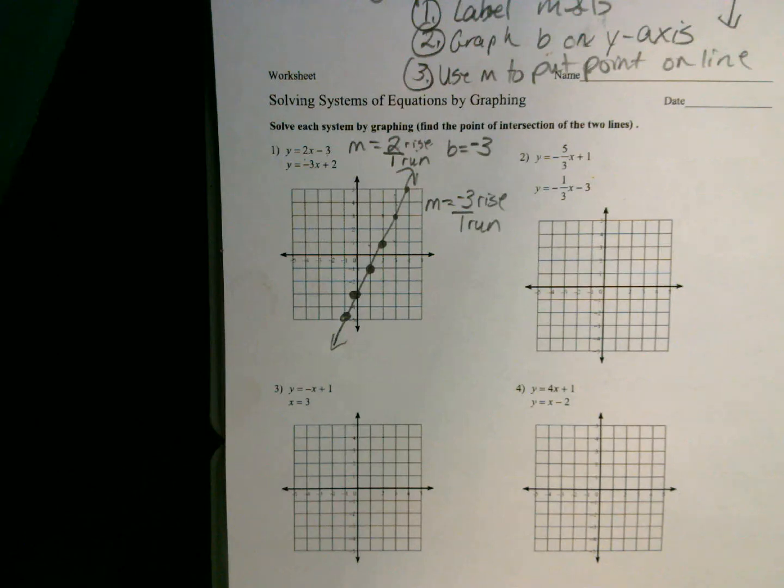Which one? I label it. Label M and B. M is the number attached to X. B is the number that has nothing attached to it. Which one of these numbers is attached to X? 2. Which one of the numbers is not? Negative.